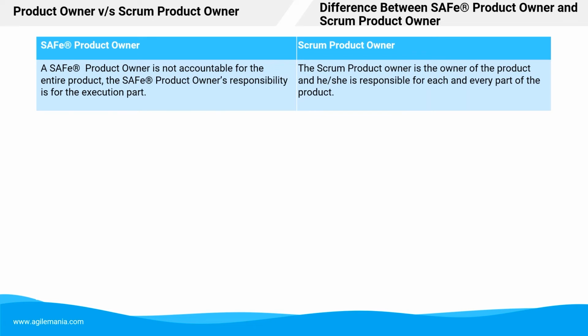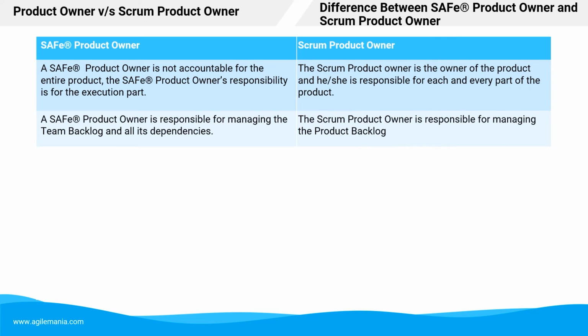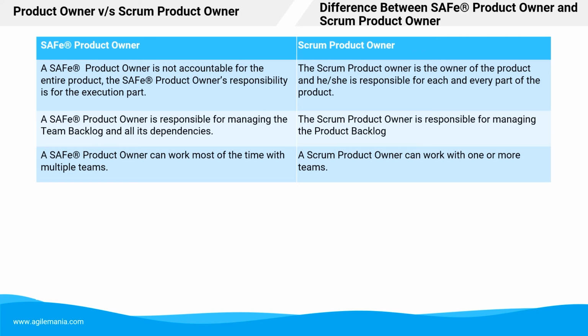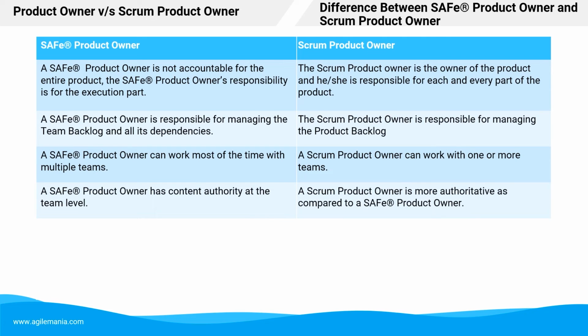A SAFe Product Owner is responsible for managing the team backlog and all its dependencies. The Scrum Product Owner is responsible for managing the product backlog. A SAFe Product Owner can work most of the time with multiple teams. A Scrum Product Owner can work with 1 or more teams. A SAFe Product Owner has content authority at the team level. A Scrum Product Owner is more authoritative as compared to a SAFe Product Owner.